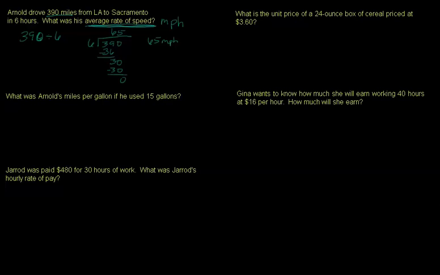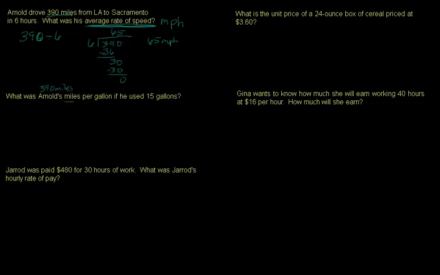Now, once we know what he was doing in 1 hour, then we can figure out how many miles he went in 2 hours, and 3 hours, and 4 hours, and so on. Once you figure out what 1 is, it's a lot easier to figure out what a lot of things are. Now, in this question, we're still talking about Arnold, and remember that he went 390 miles.